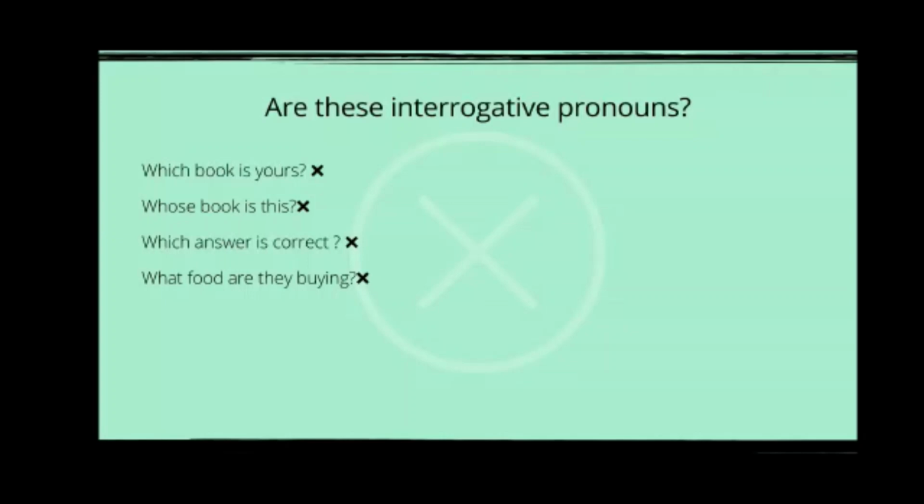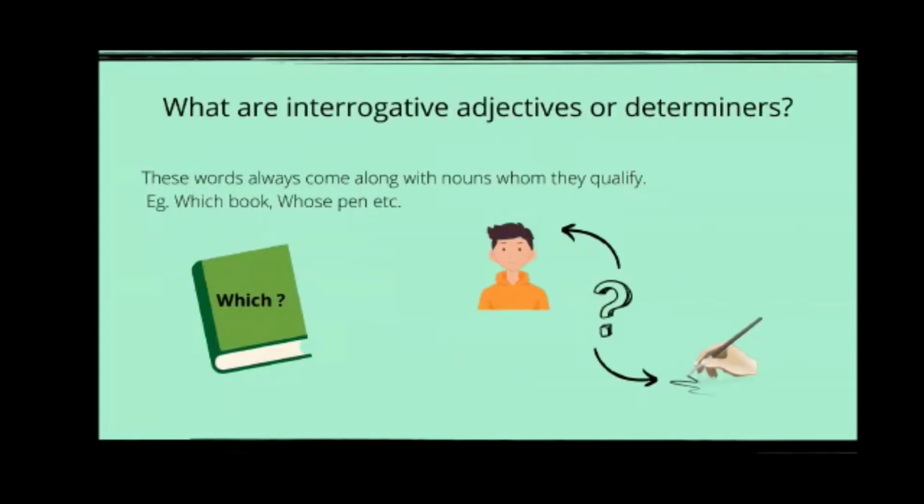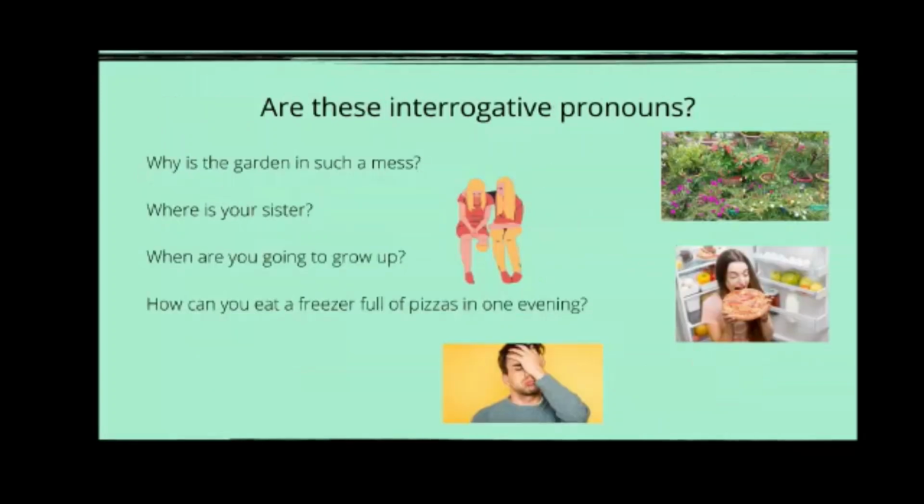So interrogative adjectives are always placed with nouns in the sentence. That is the basic difference between interrogative pronouns and interrogative adjectives. Interrogative adjectives are the words that always come along with the nouns they qualify. For example, which book, whose pen, etc.